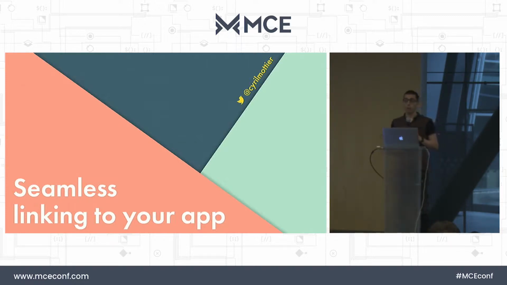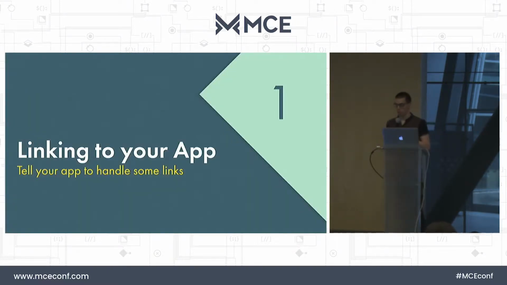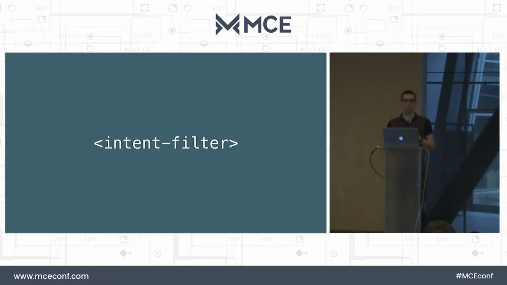Okay, so the first part, when you want to tear down the walls between the web and your mobile application, is obviously to make sure that your application is handling the links to your website, okay? And this is what we call linking to your app. So it's basically telling your application to handle some links that are part of your application. And this, in Android, is possible thanks to a simple tag or object called an intent filter. The intent filter can be defined in the Android manifest, and the idea is to define the anatomy of the links that you want to catch, okay?